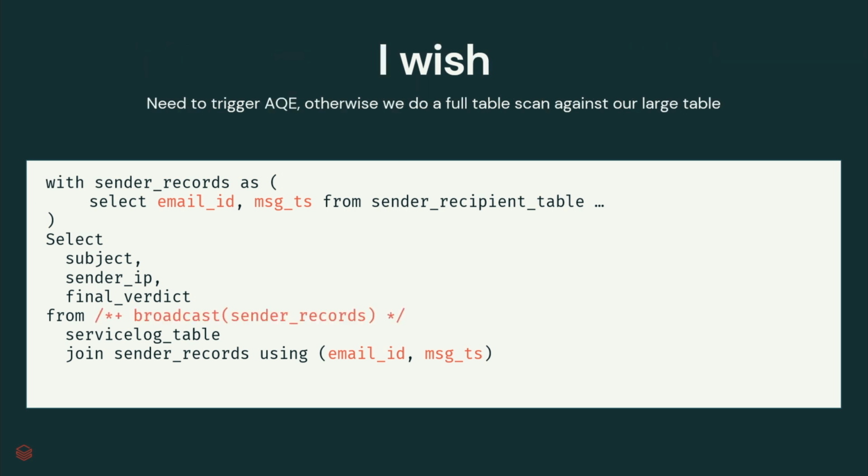This is where the forward-looking statement comes in. At the time of this talk, if you run that query, what you're going to see is it's going to do a full table scan against our large table, and then it's going to do a join against the secondary table, and we've defeated the entire purpose.